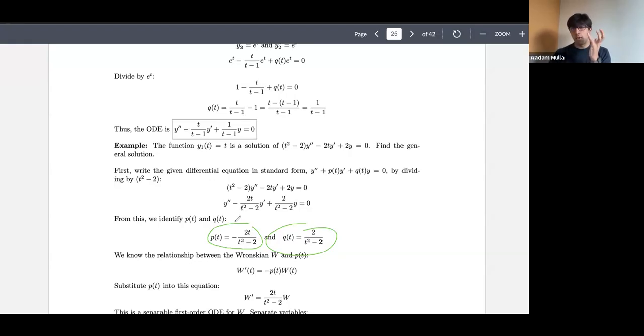So again, just like that was the overall steps, right? Here, we have p of t, and we're going to use the relationship between w and p of t to solve for w. So again, we know w prime of t equals negative p of t.